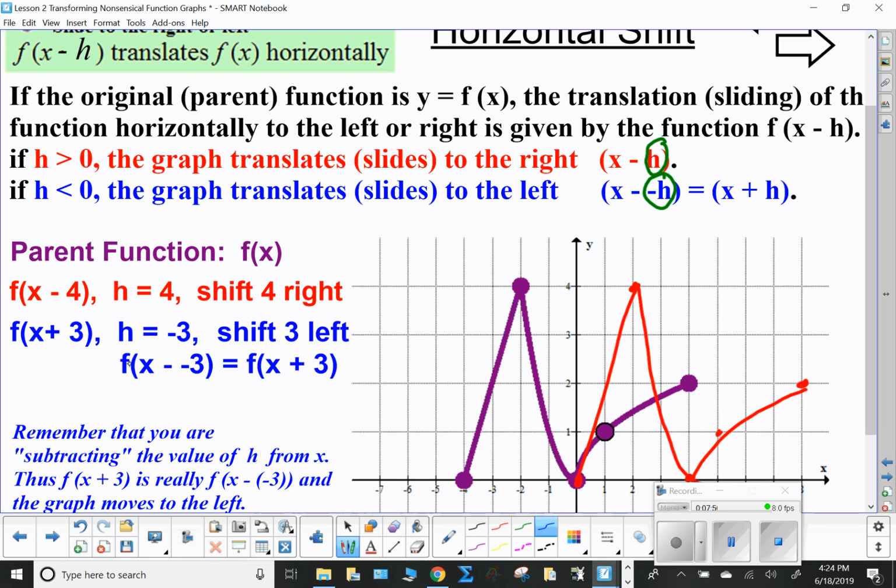Here I've got f of x plus 3. H is negative 3 because remember, in order to make it into a subtraction problem, I have minus and negative. This tells me I'm going to move every point to the left 3. And 1, 2, 3. And then I can reconnect my points with nice smooth curves. Okay, left and right.